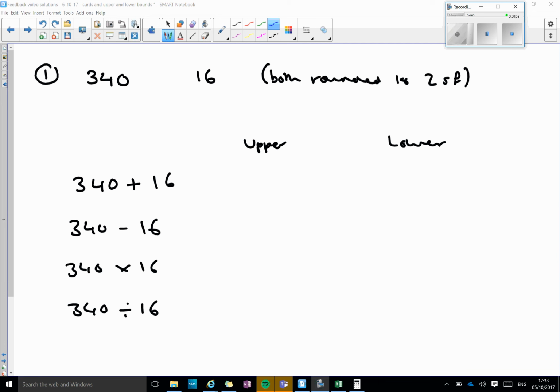This video is going to be about how we find the upper and lower bounds of calculations, as this is something you struggled with in lesson. So I've given you two numbers here, 340 and 16, which have both been rounded to two significant figures.